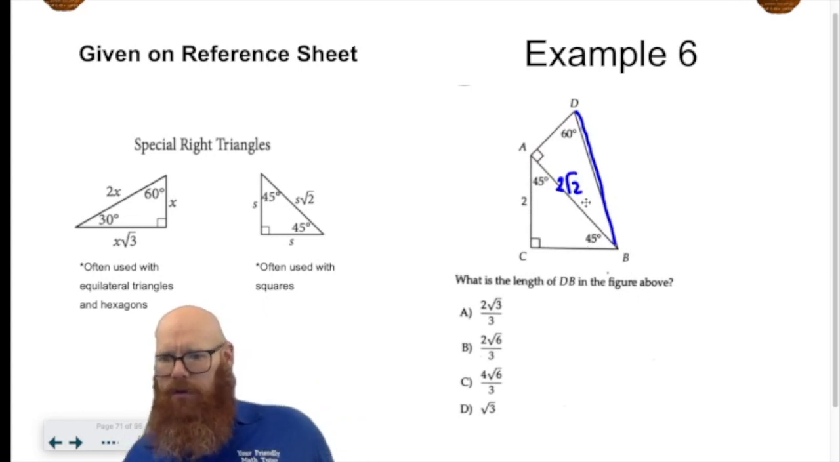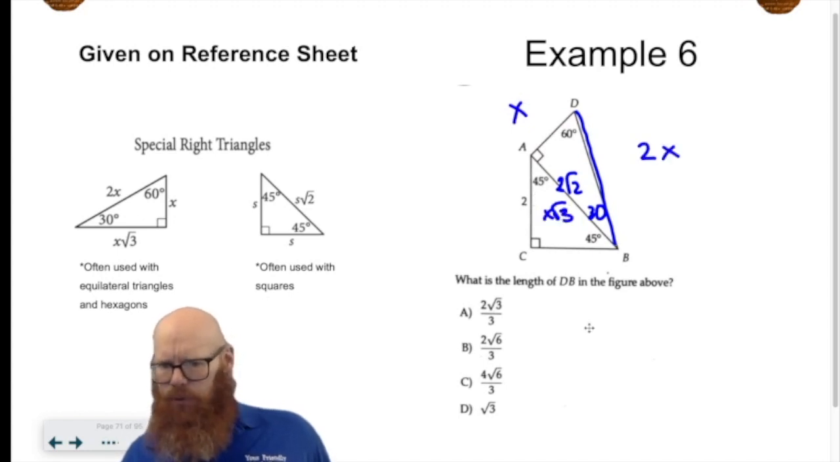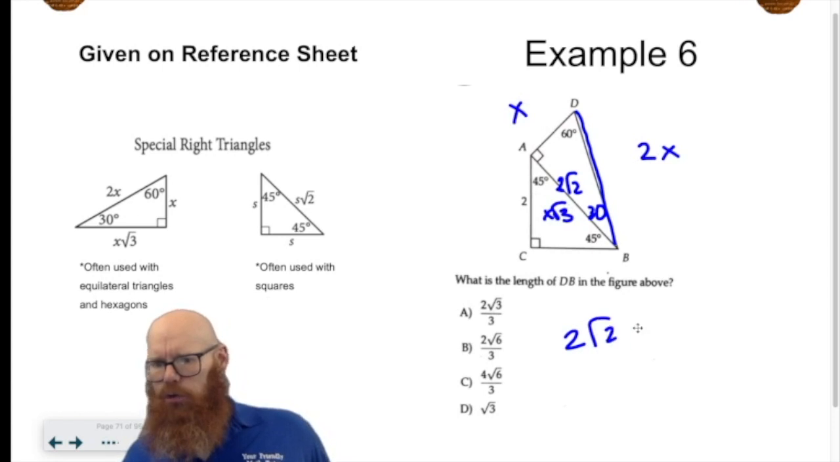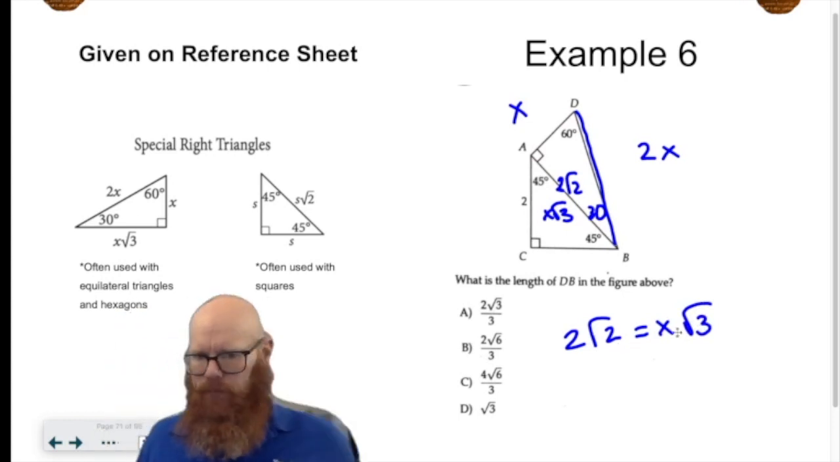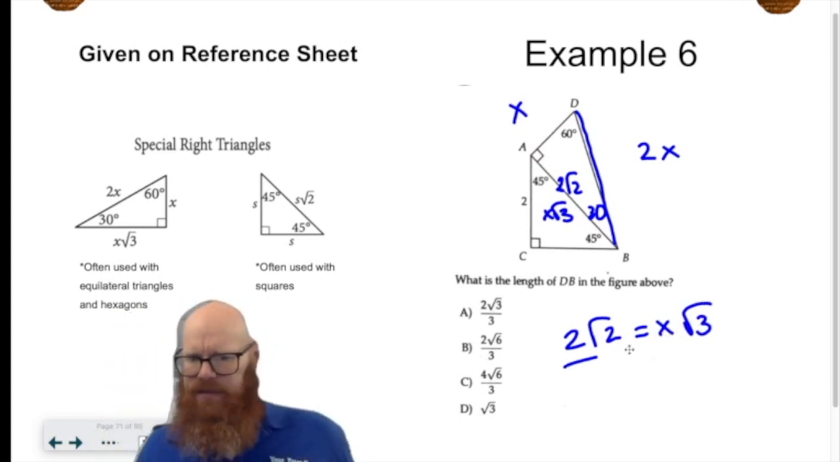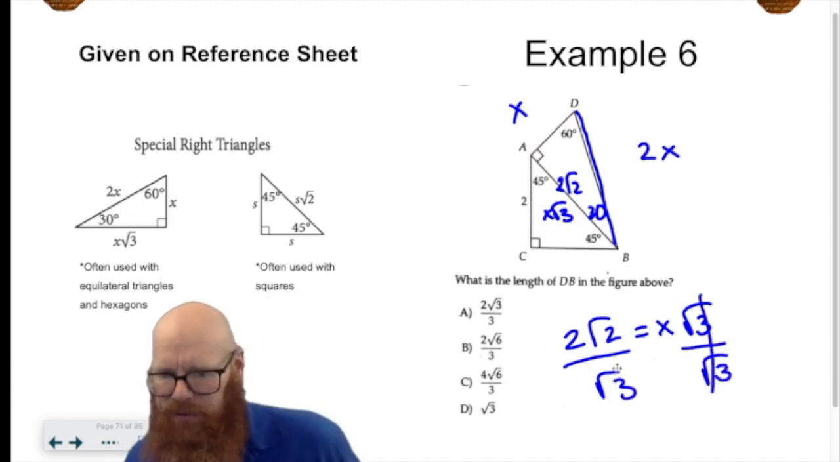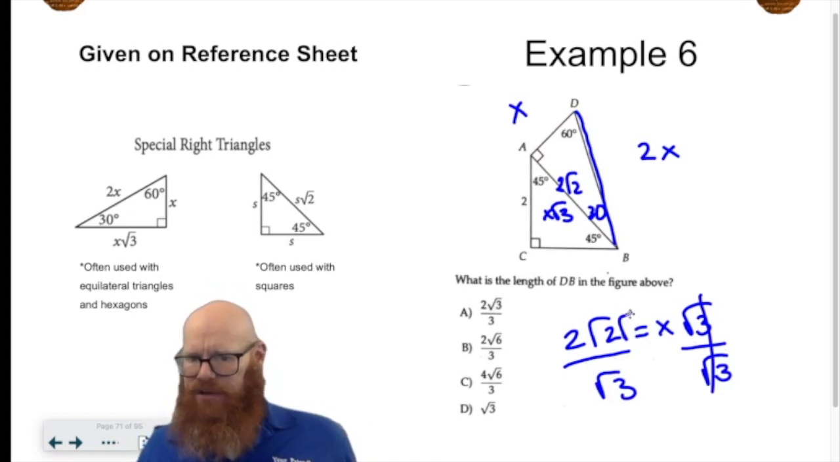And if we look at our third triangle, so this is 30 down here. Our 30, 60, 90 has sides x, 2x, and this represents x root 3. So that means 2 root 2 is equal to x root 3. This is how we're going to solve for x. So if I solve for x, I divide each side by root 3. And now I have to simplify this. I can simplify this by rationalizing and multiplying top and bottom by root 3.